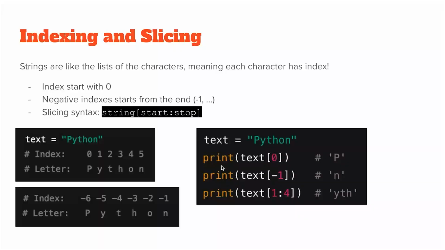So if you want to index and slice the string Python, which is stored in the variable text here, text at index 0 would be P, and negative 1 would be N, which is the one character at the end. You can also slice the text from 1 and stop at 4, so the last index is not included. So 1 to 3 here is YTH, so the output would be YTH.